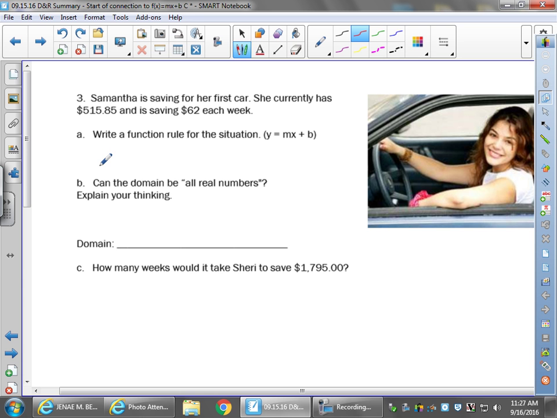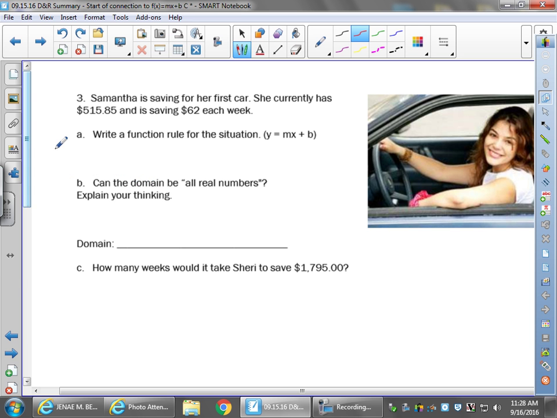Samantha is saving for her first car. She currently has $515.85 and is saving $62 each week. Write a function rule for the situation. We've never been asked to do this before, but it does strongly connect to last year. Did it say define the variables? No, but guess what we're going to do anyway?